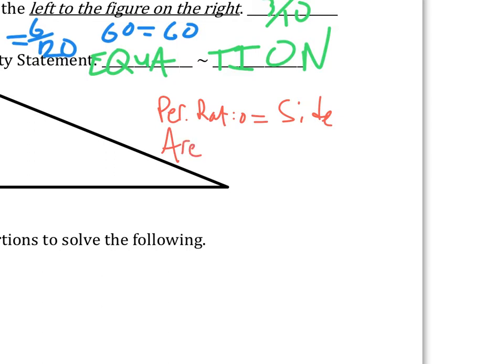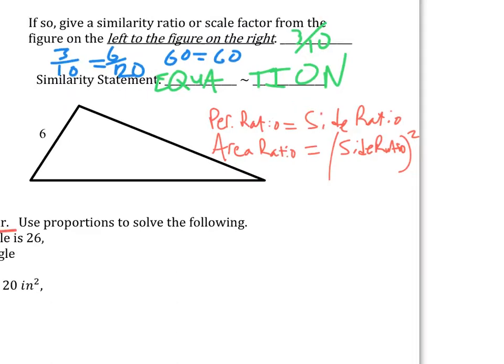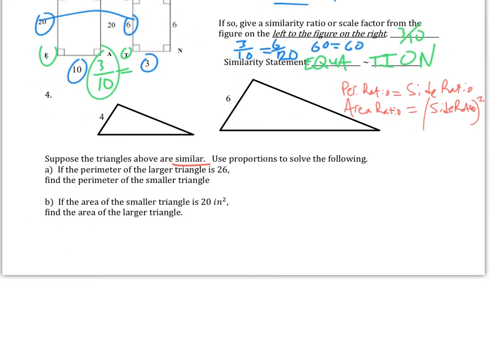But the area ratio is not so simple. The ratio of the areas is, let me finish that out, the side ratio, and we're going to square it. So area is squared, so that's what we want to do, all right? So that brings us down to here. So what we know is we know the perimeter ratio is equal to the side ratio. What's the side ratio? Well, it's 4 to 6.